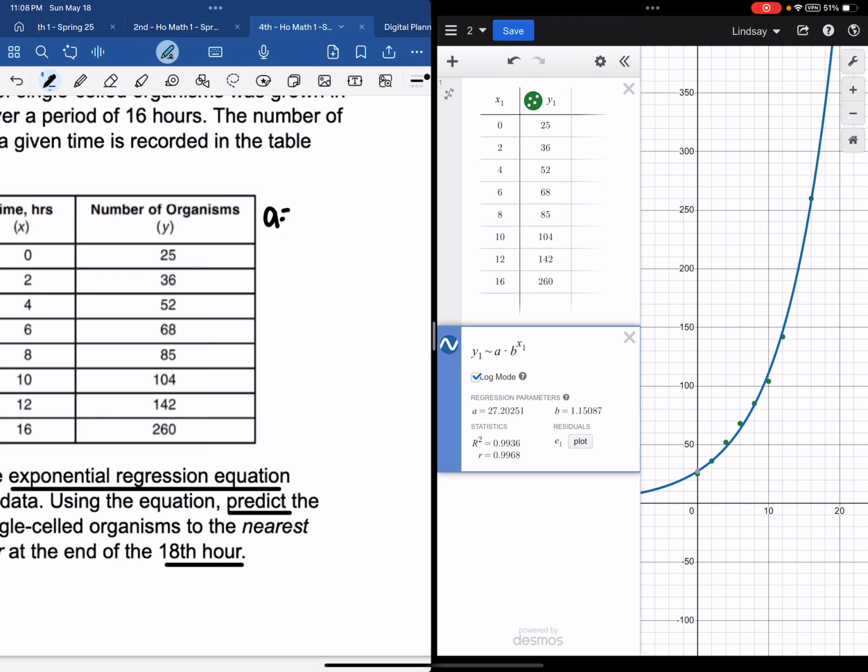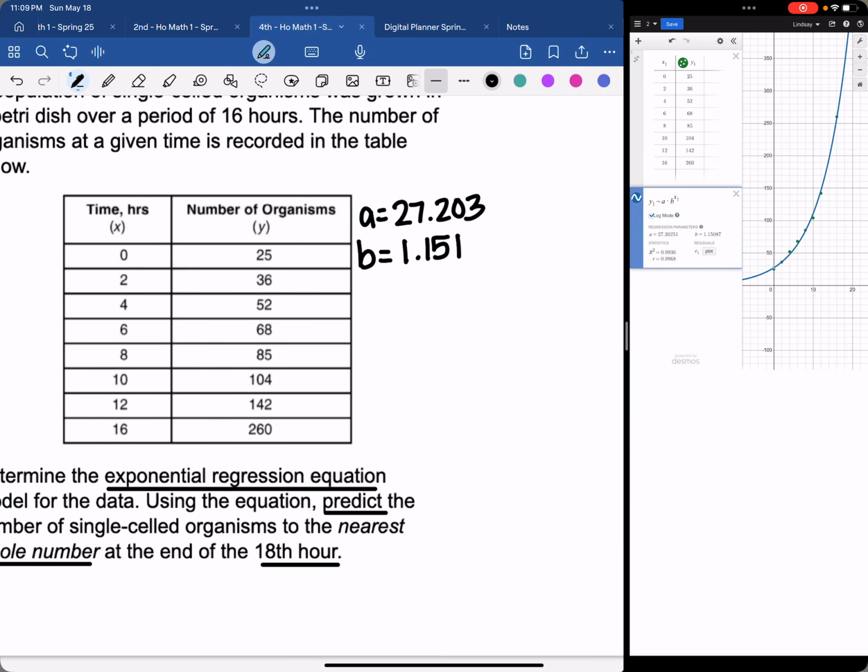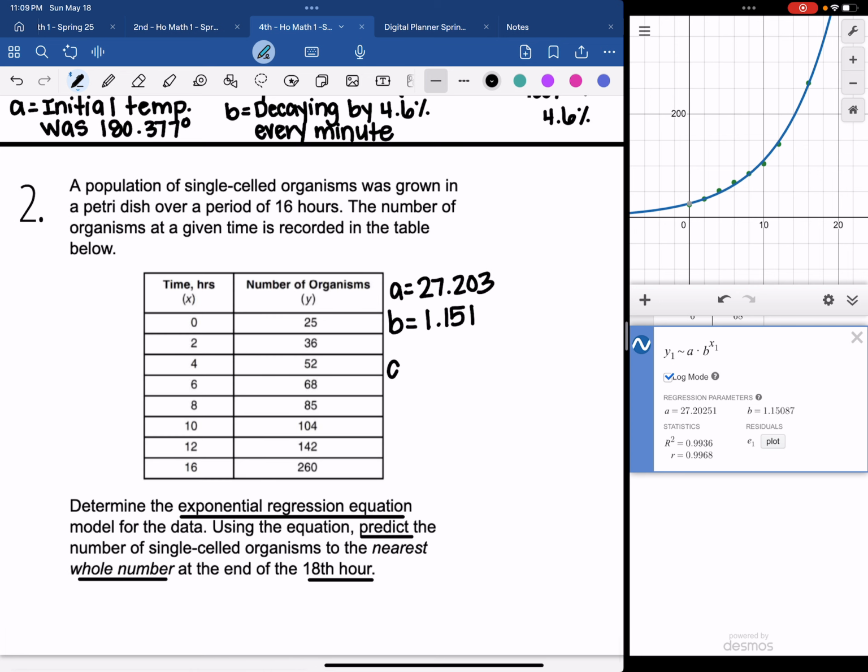So we have our A value is 27.203. And then our base, our B value, is 1.151. So we are seeing some growth here. So again, if we were to say this, we would say A, there was initially about 27 bacteria in the petri dish. And then my base, we would be saying it's growing because the base is greater than 1, so it shows it's growing.